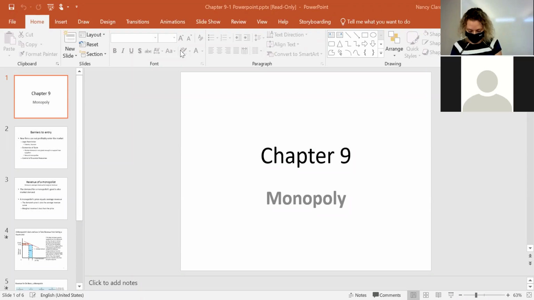Class on Monday. All right, so let's get started on chapter 9. The second of the 4 market structures we're going to cover. Perfect competition was on one end of the spectrum of market structures, and monopoly really sits on the other opposite end. So it's as different a market structure as we could possibly be discussing from perfect competition.